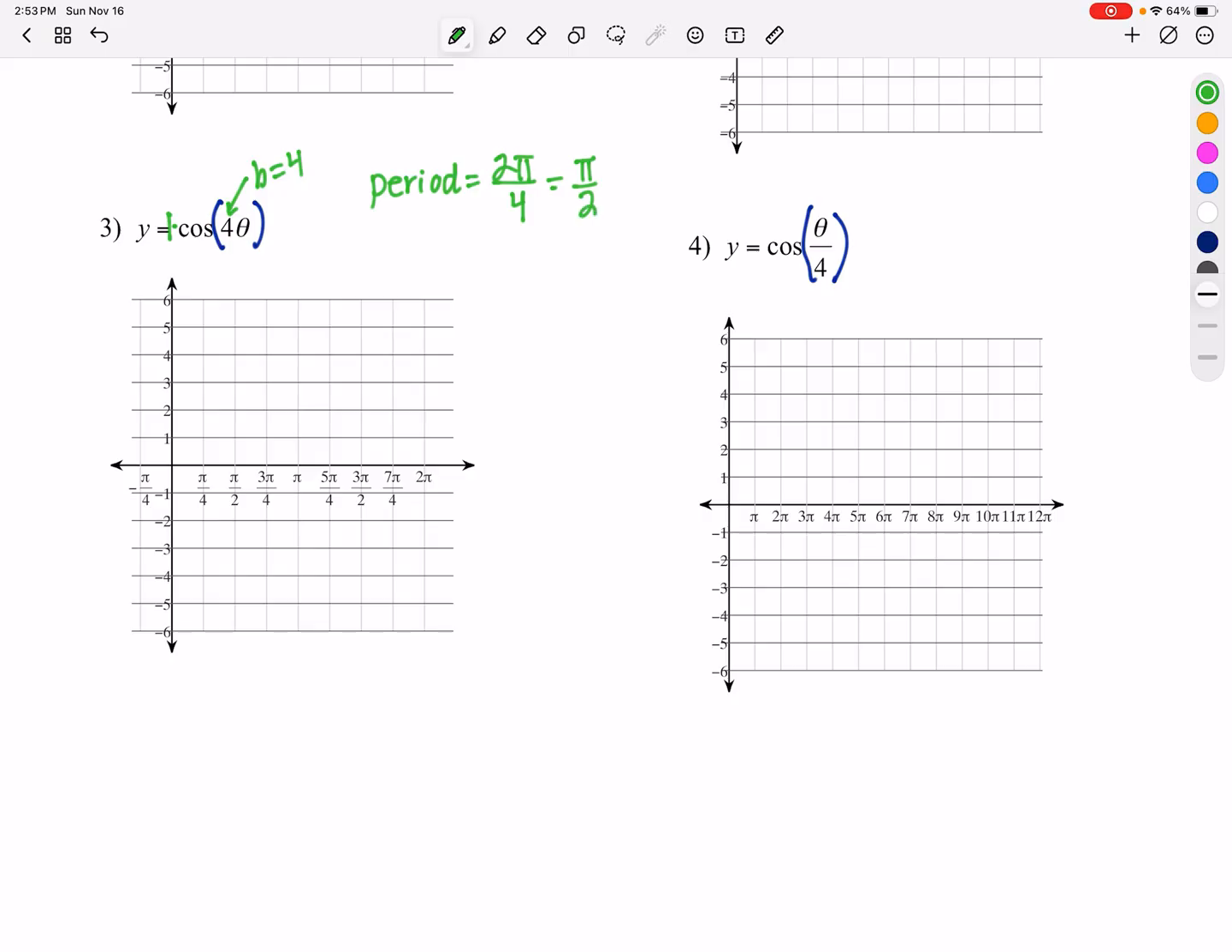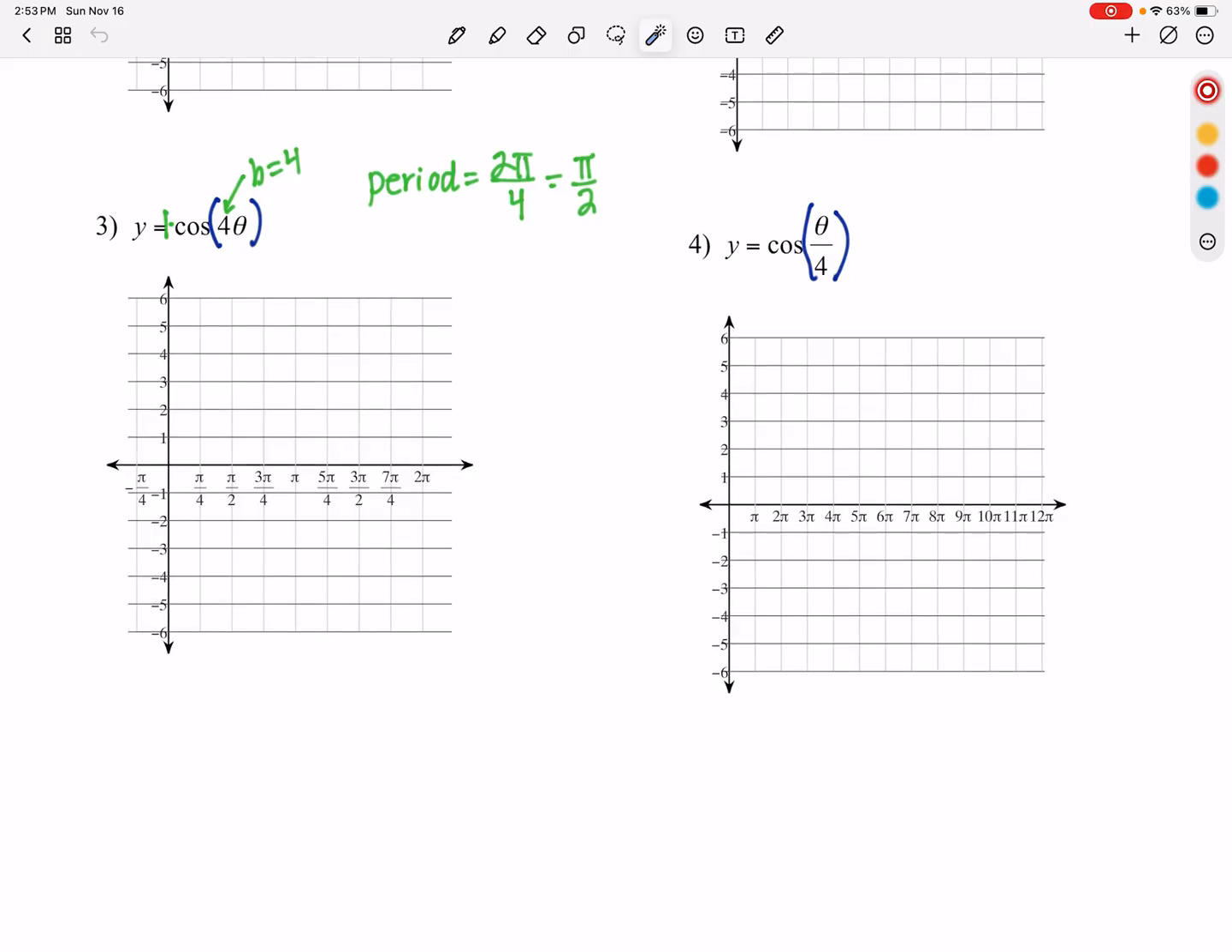So this is going to be, instead of stretched out, this is going to have a much shorter cycle. So horizontally, it's much shorter than the norm. Cosine, well, let's draw our midline first. Cosine is going to start at the maximum. The maximum is going to be 1 unit above the midline.